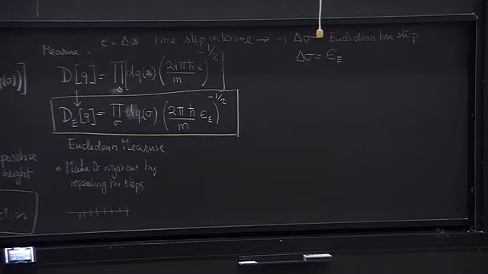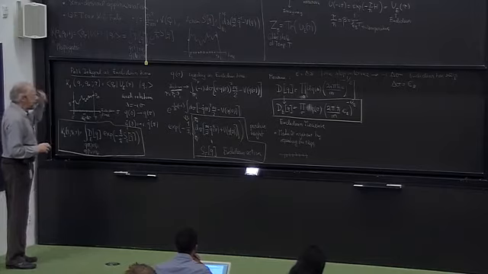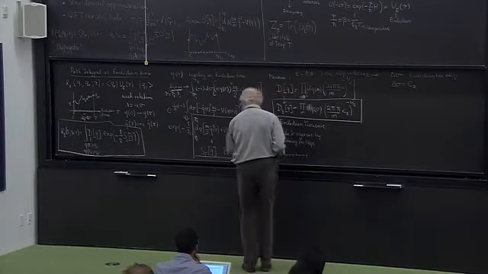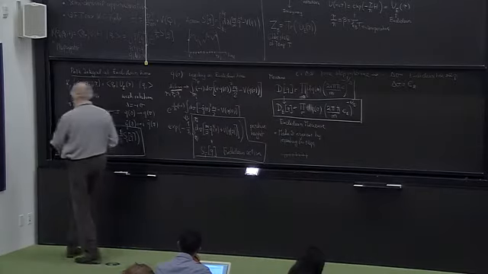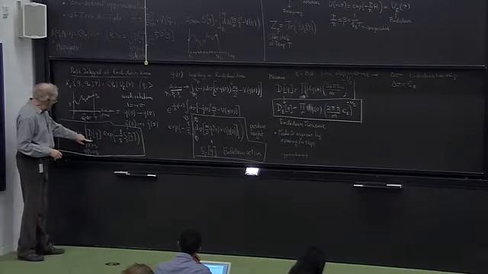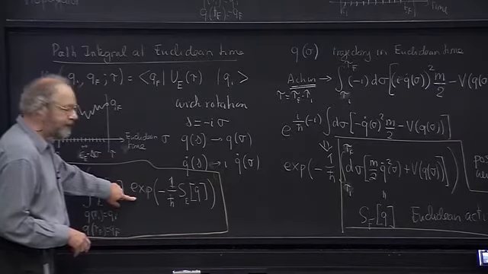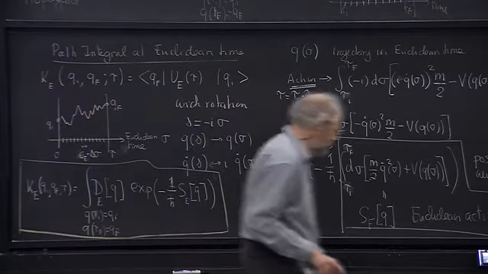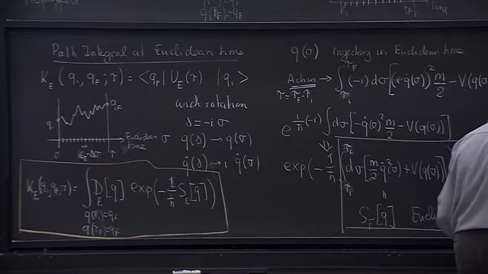So we have a Euclidean measure, we have a Euclidean action, and we have a similar formula where, instead of having a phase, we have exponential weights.